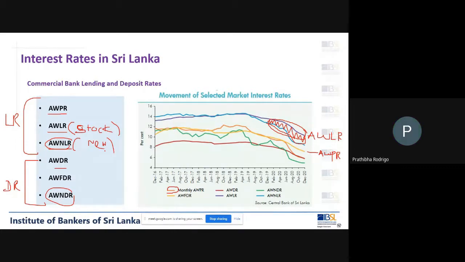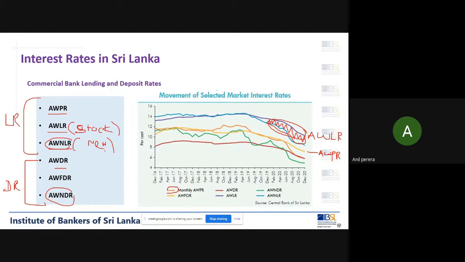Average weighted deposit rate. Yes, it is calculated on a monthly basis on all interest-bearing rupee deposits held with commercial banks. Exactly. Great. AWDR, average weighted deposit rate, which means the average weighted interest rate for all rupee bearing deposits.